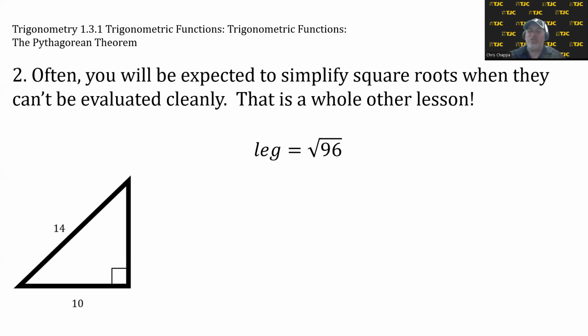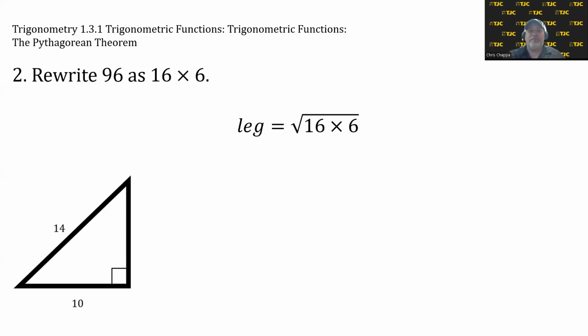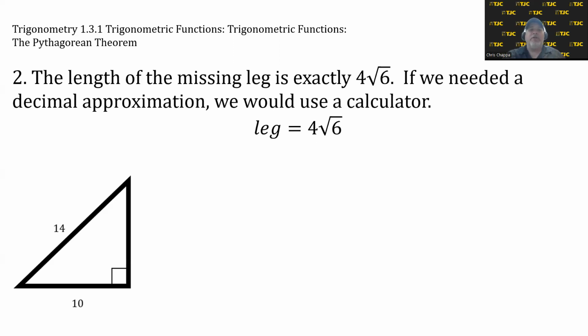It's a whole other lesson, so I'm just going to walk through how it would look here. For now, we'll just simplify it by first rewriting the 96 as 16 times 6. Then we're going to split the square root, which we can do provided it's a multiplication problem and both numbers aren't negative. And of course, the square root of 16 is 4. So the length of the missing leg is exactly 4 times the square root of 6. If we needed a decimal approximation, we would use a calculator.